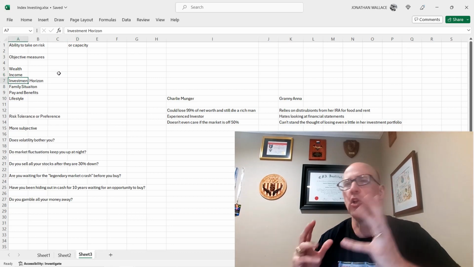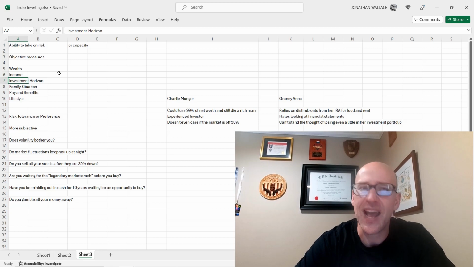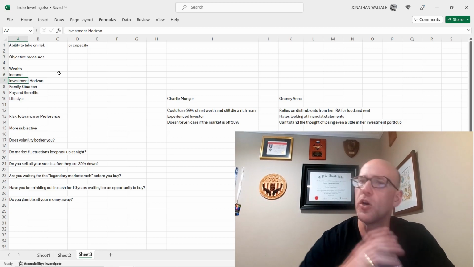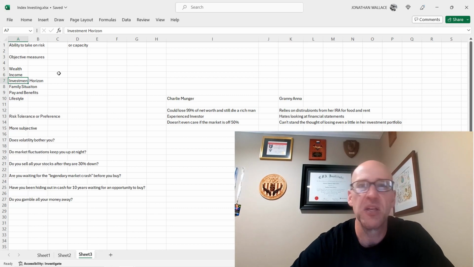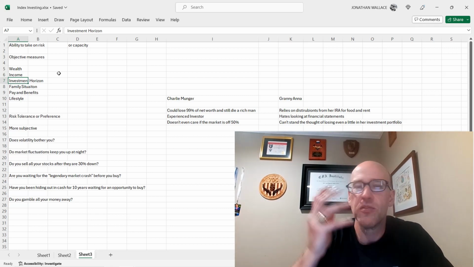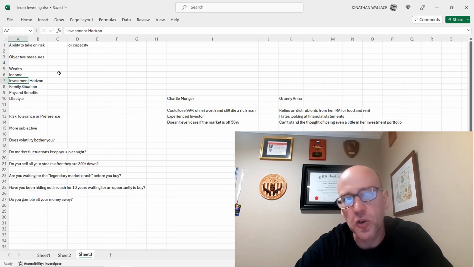Investment horizon. The longer investment horizon you have, the more risk you can take on. Someone who's 18 has a much higher ability to take on risk, all else being equal, of course, personal finance is personal, than someone who is, say, 75. The 18-year-old still has a 40, 50, maybe 60-year investment horizon. Someone who's 75, not so much.